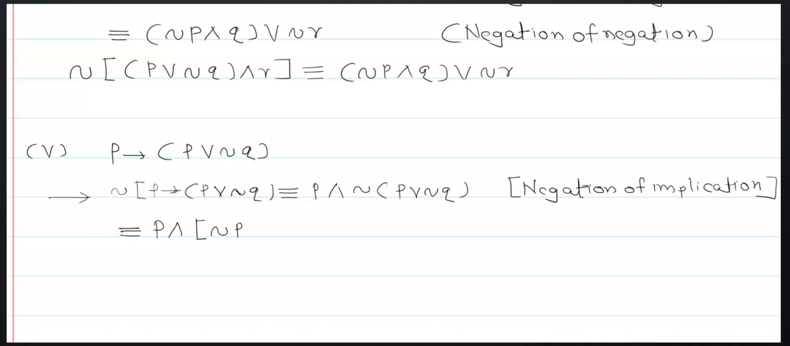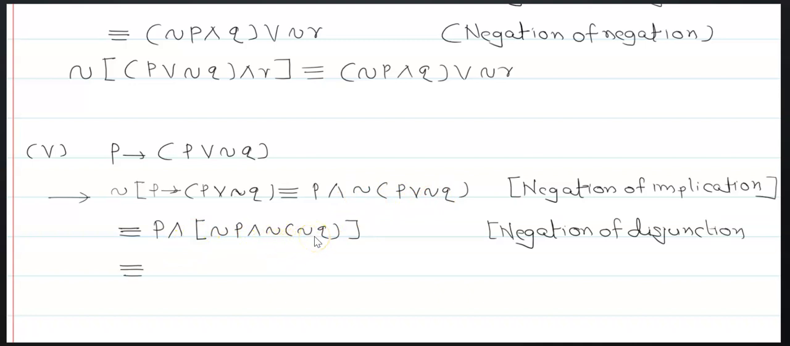Therefore, P and negation of P or negation Q becomes, that is, the negation of P and negation of in bracket negation Q. And the negation of negation Q is Q. That is P and negation of P and this is the Q.